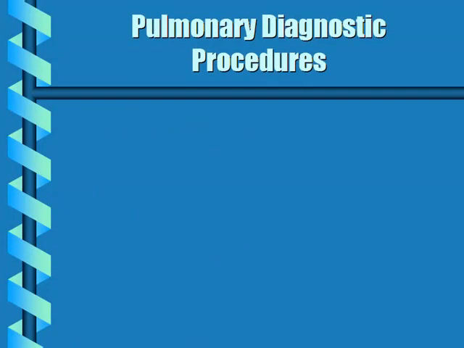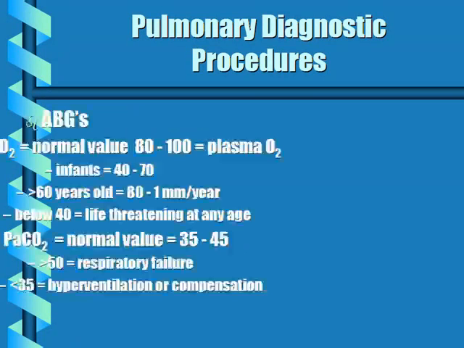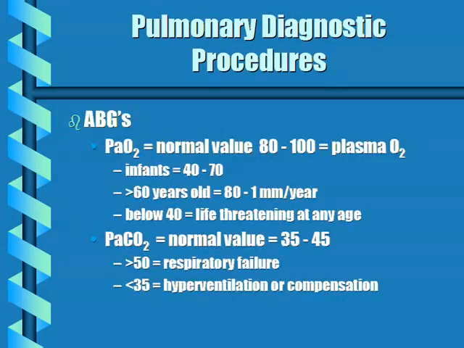Pulmonary diagnostic procedures. Blood gases. Your PO2 is normally 80 to 100. This is your plasma oxygen. In infants, the normal is 40 to 70.